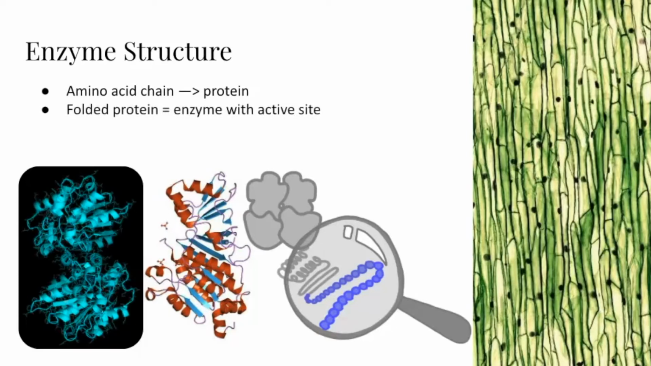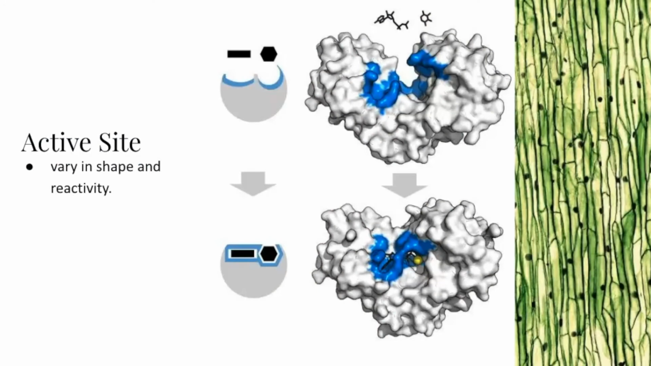Okay, let's briefly review. Enzymes reduce activation energy of chemical reactions, allowing them to happen more easily and quickly. Enzymes are made of amino acid chains that are folded to make proteins and have specific active sites. Active sites vary in shape and reactivity. This makes them highly specific, and they often only act on one substrate. The substrate is the molecule that interacts with the active site of the enzyme and undergoes the chemical reaction.